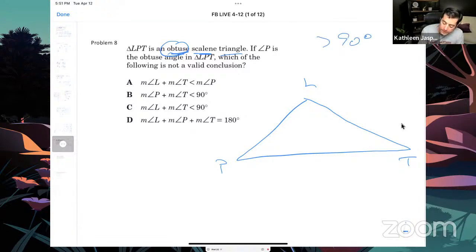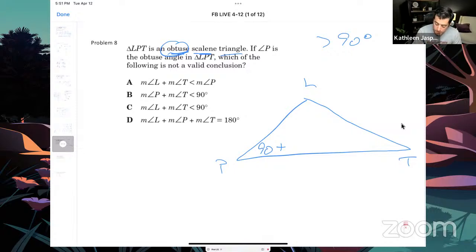If it says P is the obtuse angle, then P is 90 plus. Don't worry about how it looks, because I know L looks like the bigger one, but it doesn't matter. Just draw some random triangle, put LPT, and then I've got 90 plus. Remember, it can't be 90 or else it'd be a right angle. It's an obtuse scalene, which means one of the angles, in this case angle P, is more than 90, okay?